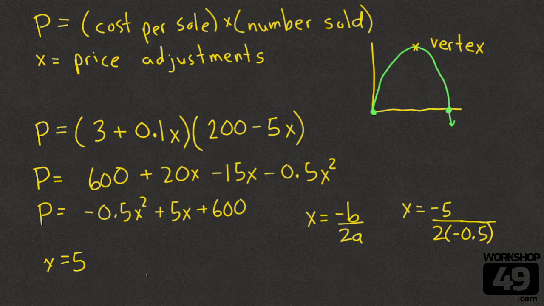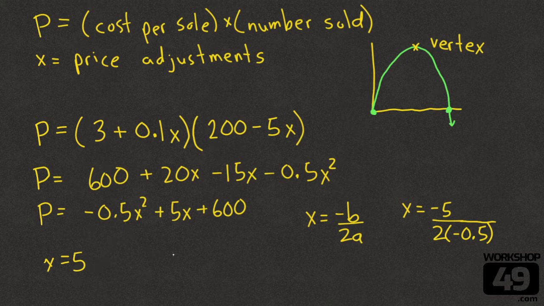Hooray! The most common mistake that I see folks making at this point is they go on to tell me I should sell it for $5. It's not $5. That 5 represents price adjustments. That means I should adjust my price 5 times. Each time we adjust our price, we're adjusting it by 10 cents.